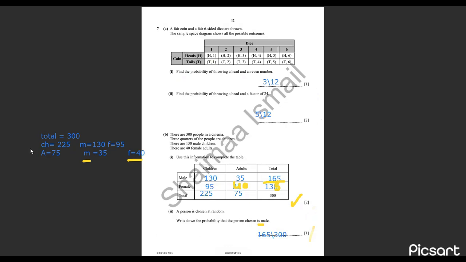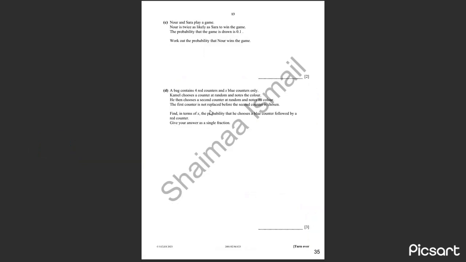And next, Noor and Sarah play a game. Noor is twice as likely as Sarah to win the game. So Noor will be double Sarah. Let's cut them into 3 parts, so we have 2 parts for N and 1 part for S. So you can say N is equal to 2x, for example, and S is equal to 1x, 1 share.